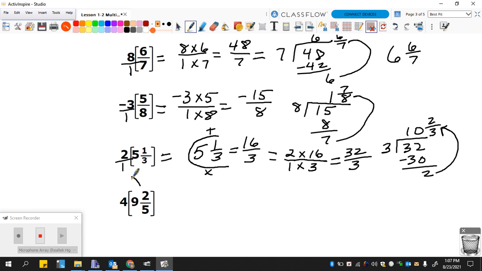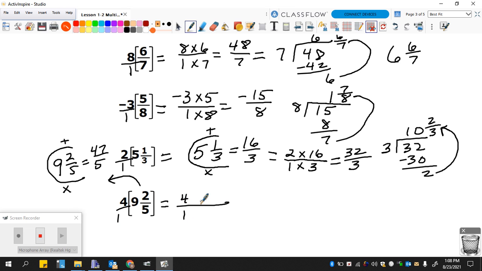This 9 and 2/5, I'm going to do it over here just because we have room. 9 and 2/5, the big C, multiply and add. 9 times 5 is 45 plus 2 is 47 over 5. So this is 4 over 1. So we end up with 4 over 1 times 47 over 5.